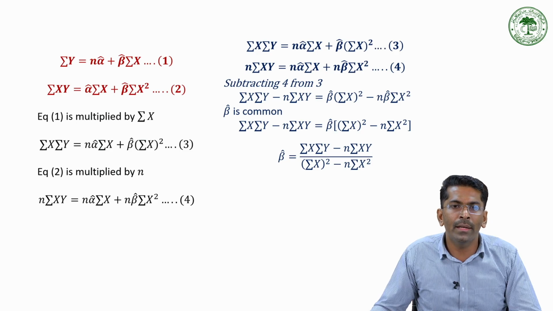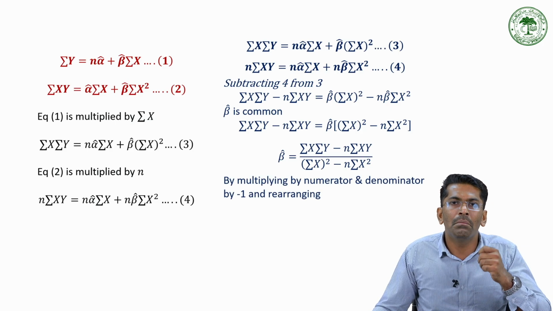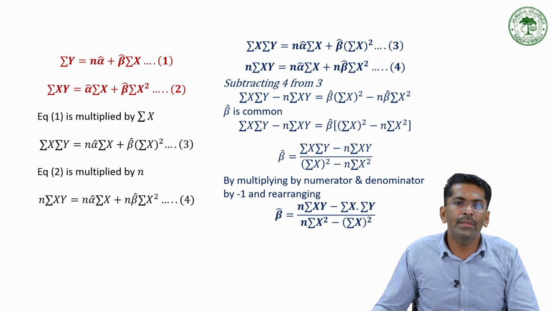This will become the numerator, and the denominator term will be sum of x whole square minus n into sum of x square. By rearranging the numerator and denominator, multiplying with minus 1 and rearranging accordingly, this equation will become n into sum of xy minus sum of x into sum of y, divided by n into sum of x square minus sum of x whole square. So this is the formula for calculating the value of beta hat.